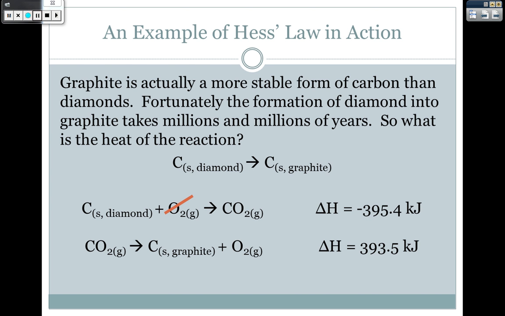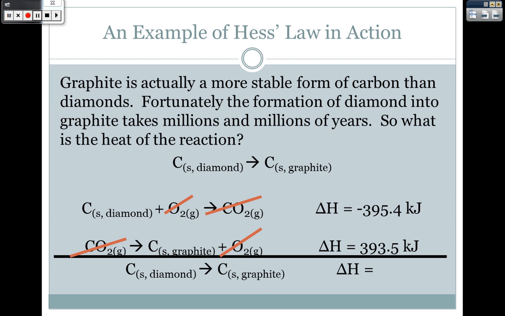So here I can cancel out my oxygen. I have oxygen as a reactant and oxygen as a product. I also have carbon dioxide as a product and as a reactant. Now, that doesn't change my change in enthalpies or anything like that. It's not like flipping it. But now I'm left with carbon diamond going to carbon graphite. And I need to be able to solve for that delta H.